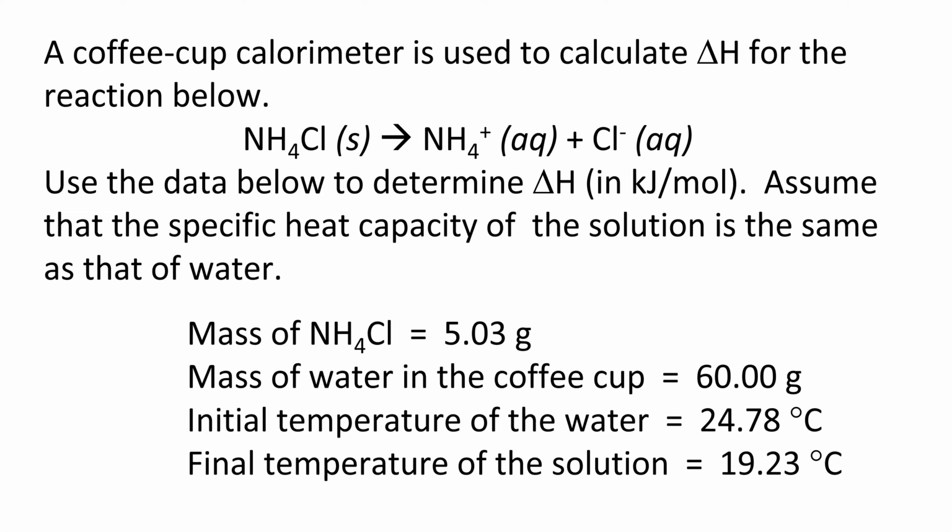We'll know the initial temperature of our water, right? We can measure that with a thermometer, 24.78 degrees Celsius. And we'll know the final temperature of our solution, right? Note that it was water initially that we took the temperature of, and now it's the solution, because now the reaction has happened at the end of things, and now we have a mixture of water and our ammonium and chloride ions, and that is at a temperature of 19.23 degrees Celsius.